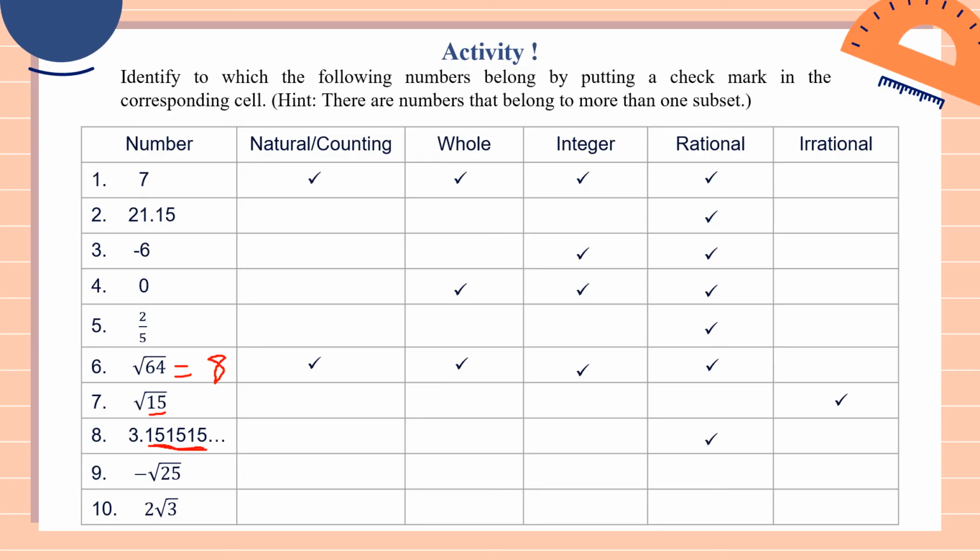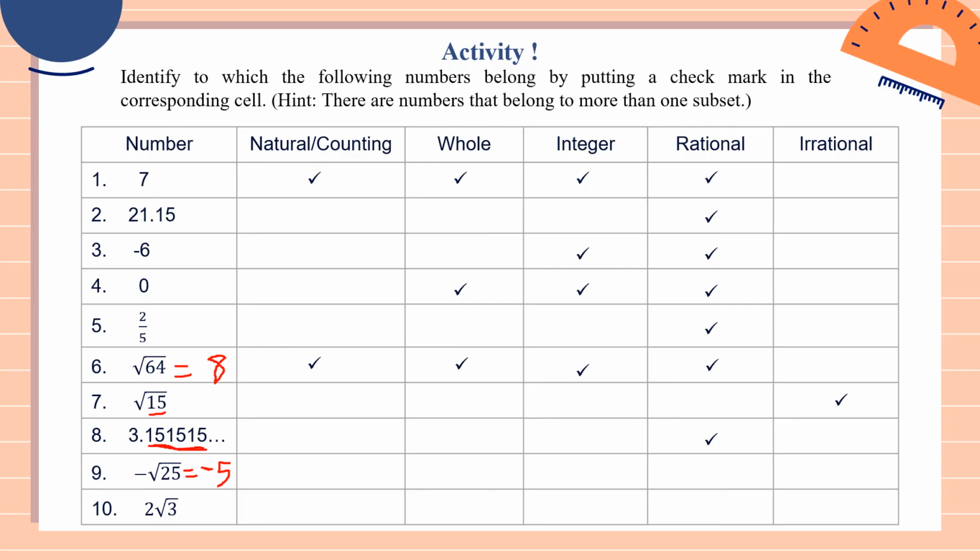Alright, so number 9, we have negative square root of 25. Can we simplify this one? Yep, we can simplify this one. So copy the negative sign, and then the square root of 25 is 5. So it will be negative 5. Once again, class, copy the negative sign, and then the square root of 25 is 5. So the answer is negative 5.